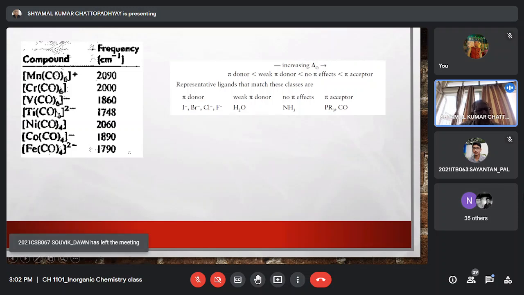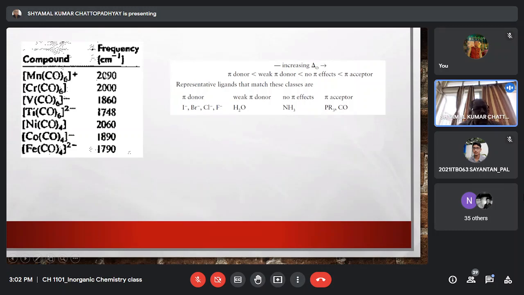So these are hexacarbonyl and these are tetracarbonyl. Now first of all, you look at the hexacarbonyl. All of them are isoelectronic. Now you see, for the hexacarbonyl, the IR stretching frequency corresponds to the strength. Higher the stretching frequency, higher is the strength of the CO bond, the carbon monoxide stretching frequency.